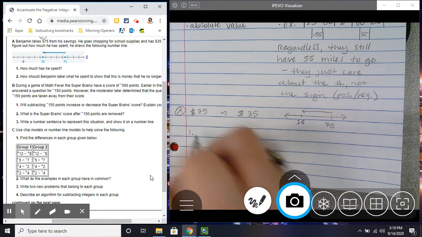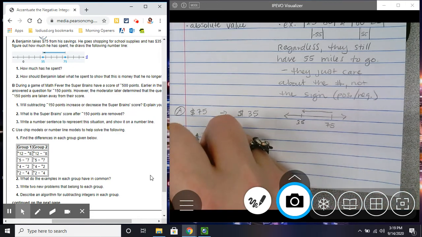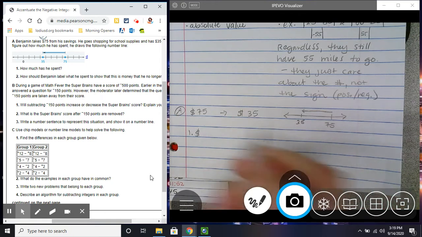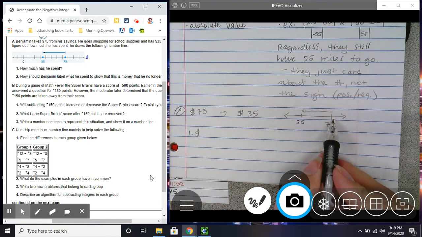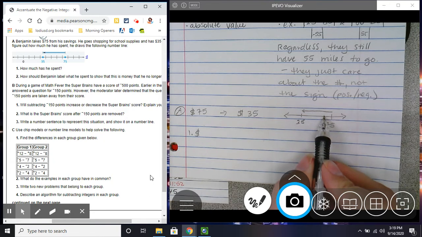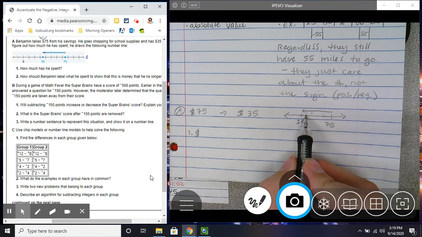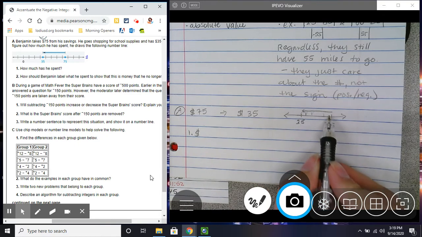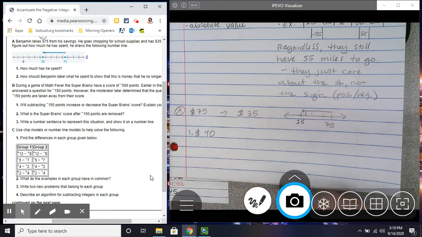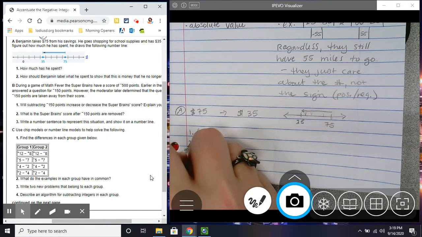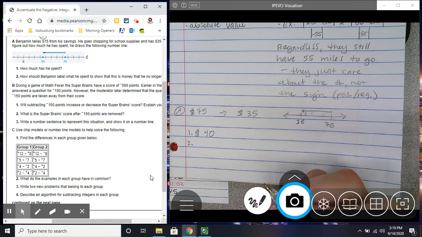So number one is, how much has he spent? That's easy enough, right? If he started with 75, so you go back 65, 55, 45, 35. So he has spent $40. And number two, how should Benjamin label what he spent to show that this is money that he no longer has? So this would be kind of like your idea.